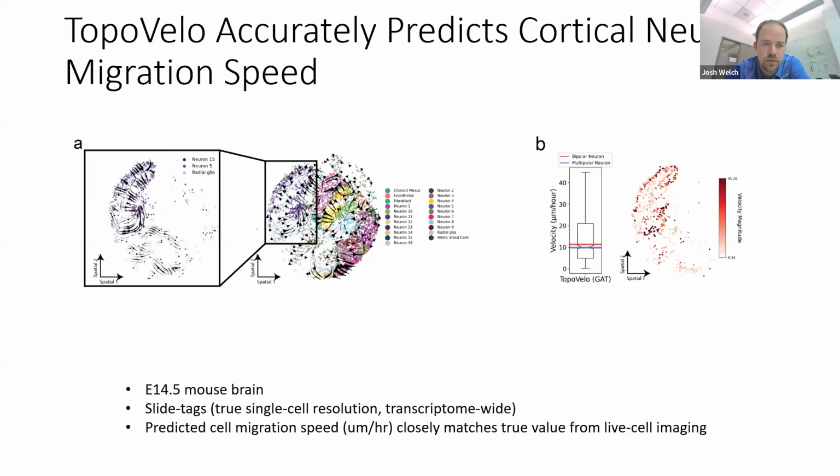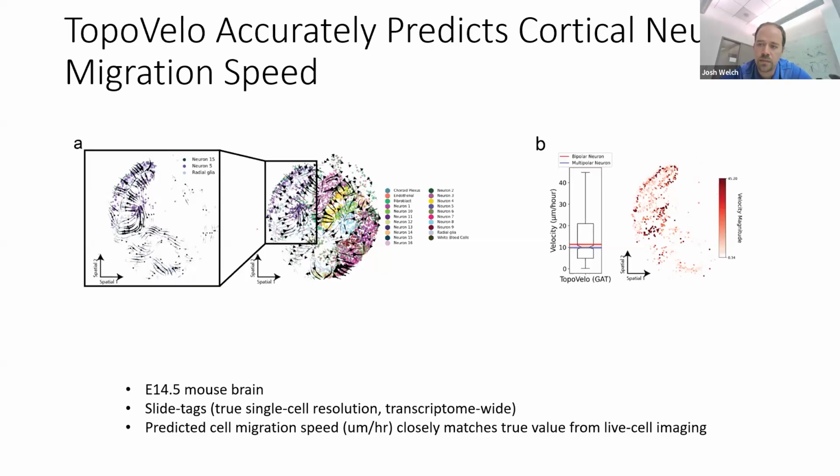And if we zoom in on the cortex, which is one of the most well understood parts of the brain in terms of differentiation, the TopoVelo cell vectors are predicting that cells are differentiating and migrating from the middle of the cortex to the outside. It's kind of a weird shape because in this particular section it's folded over, but the progenitors are in the middle and the cells are forming cortical layers as they migrate to the outside.